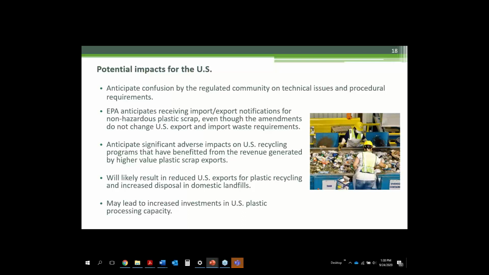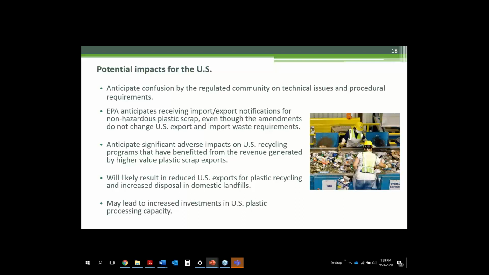So we're going to see a number of impacts. There are some dramatic changes here. We think there's going to be a lot of confusion in the regulatory community, both in a technical sense, in terms of what plastic scrap is going to be covered and how it is going to be covered, and what the procedural requirements are. There's the prior notice and consent process and the tracking, and the certificate of receipt and the certificate of recovery. You have all these procedures because the plastic scrap community is a community that has not had to do these kinds of things in the past.